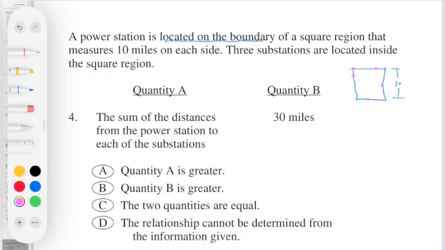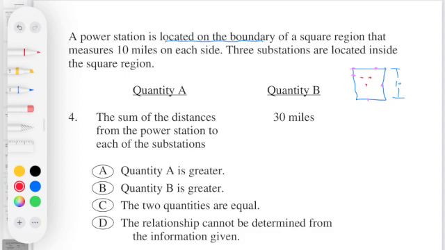Okay, so that right there is a lot of ambiguity and a lot of unknowns in this problem. Then we are told that 3 substations are located inside the square region. So we know we have 1 on the outside and 3 somewhere on the inside. So those could be here, or they could be in any other place inside that square region. Of course, we want to compare 30 miles, quantity B, with quantity A, the sum of the distances from the power station to each of the substations.